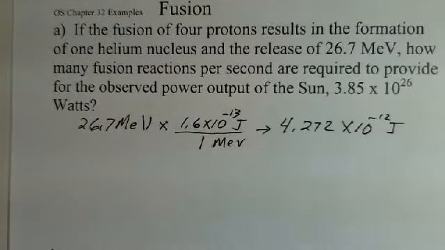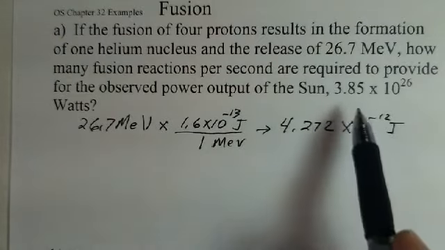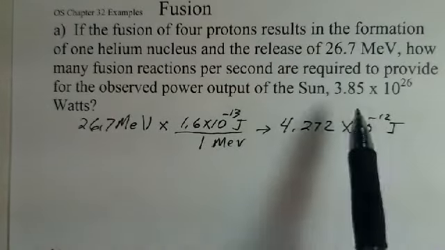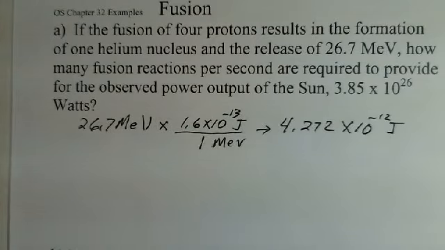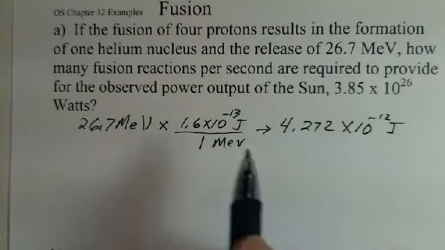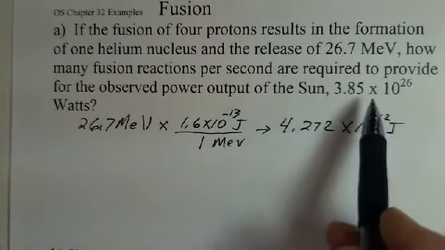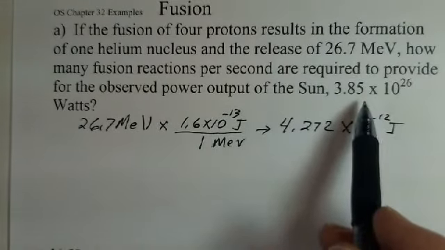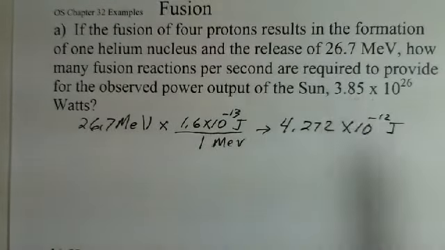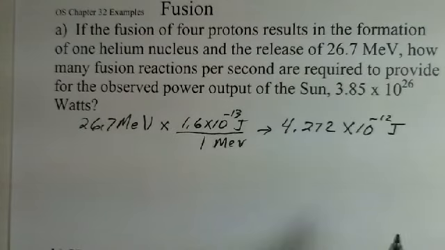That's from one fusion. We need to produce this much energy each second, 3.85 times 10 to the 26. And this 3.85, this is the visible luminosity. This does not include neutrinos. But just a rough ballpark estimate. So let's see what we have here.